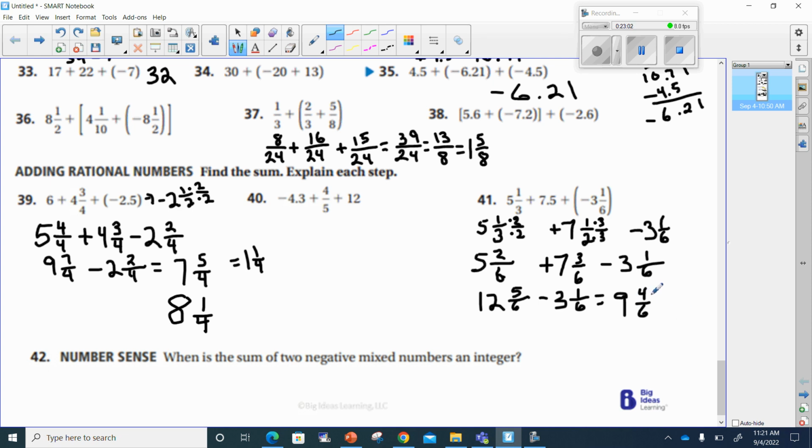All right. And now I know I can take this fraction here and divide it by 2 over 2. So I can simplify it. And that's going to give me 2 over 3, right? So my answer to number 49 will be 9 and 2 over 3.